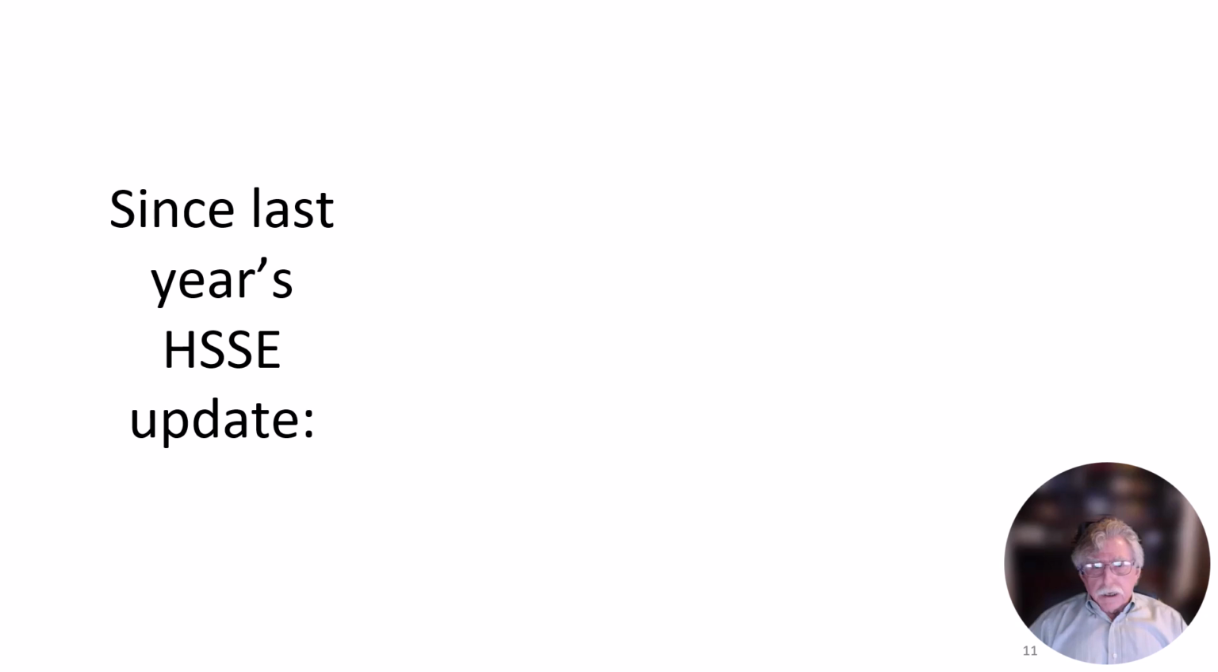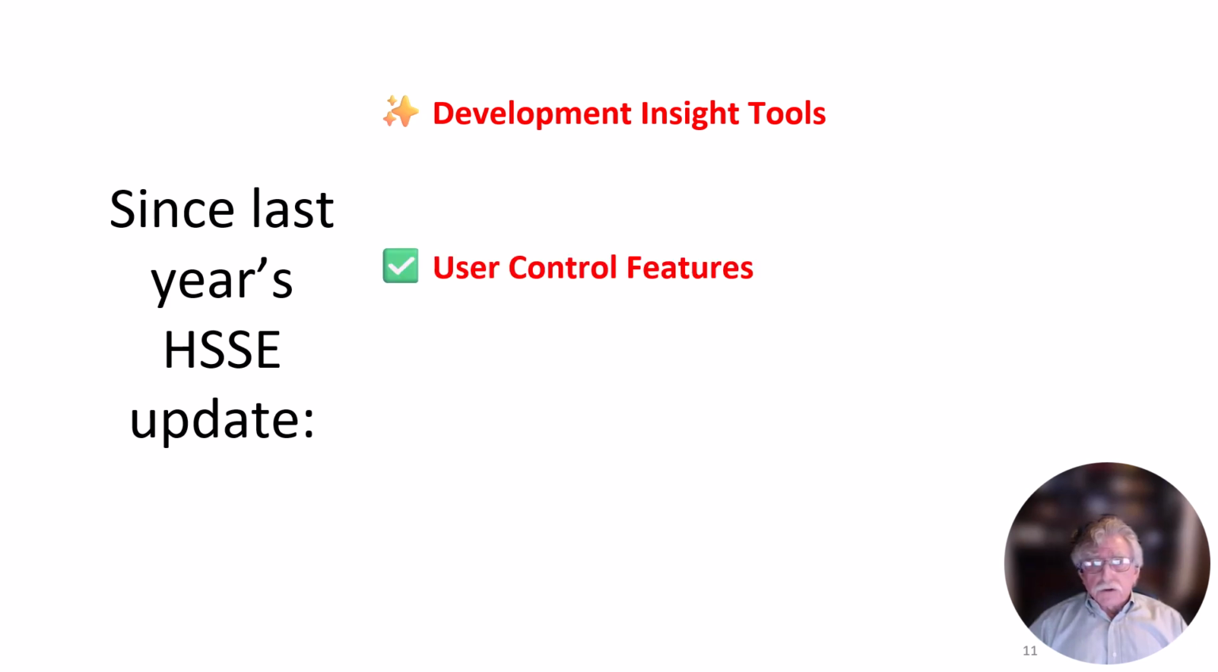Since our last HSSE presentation, we've released a set of upgrades grouped into three categories. First, development insight tools like gap analysis and AI coaching. Second, user control features such as item confirmation and filtered views. And third, data quality enhancements like duplicate detection and smart data entry.